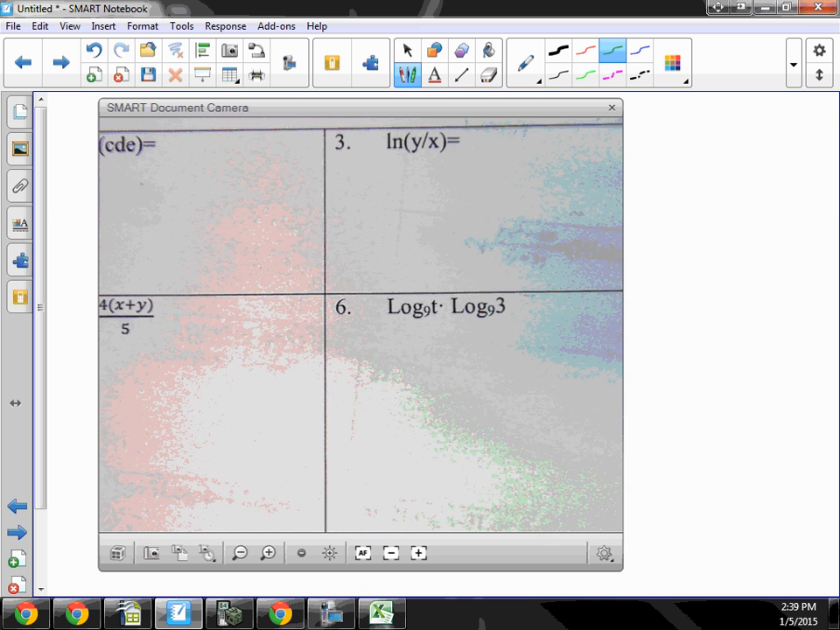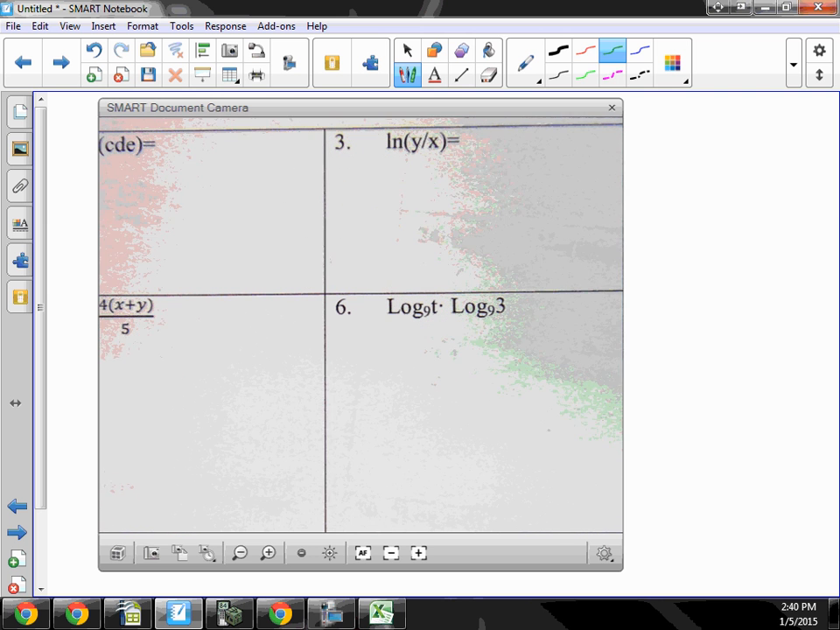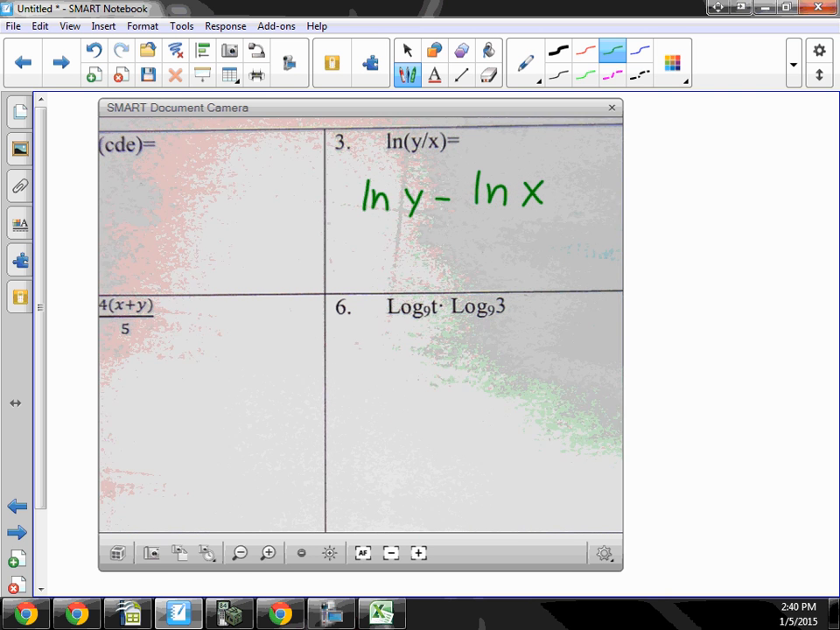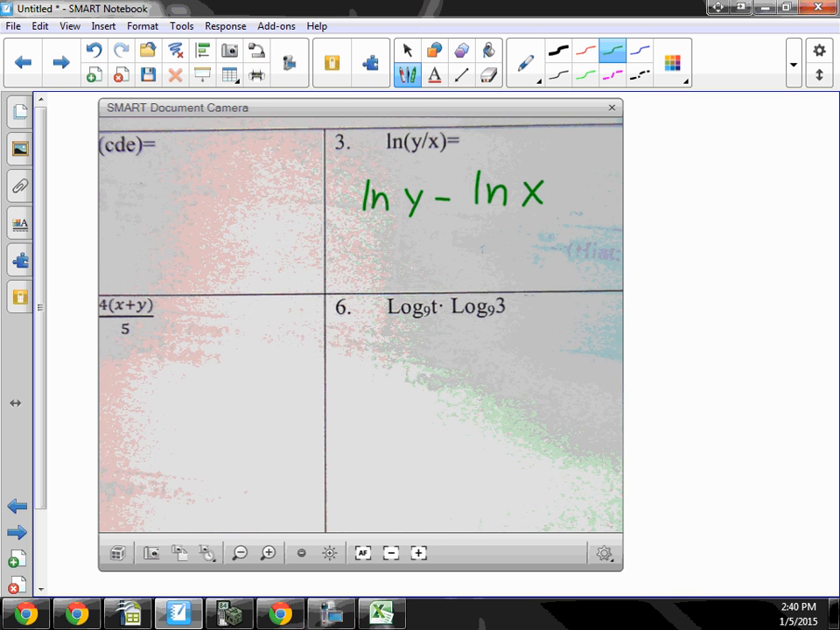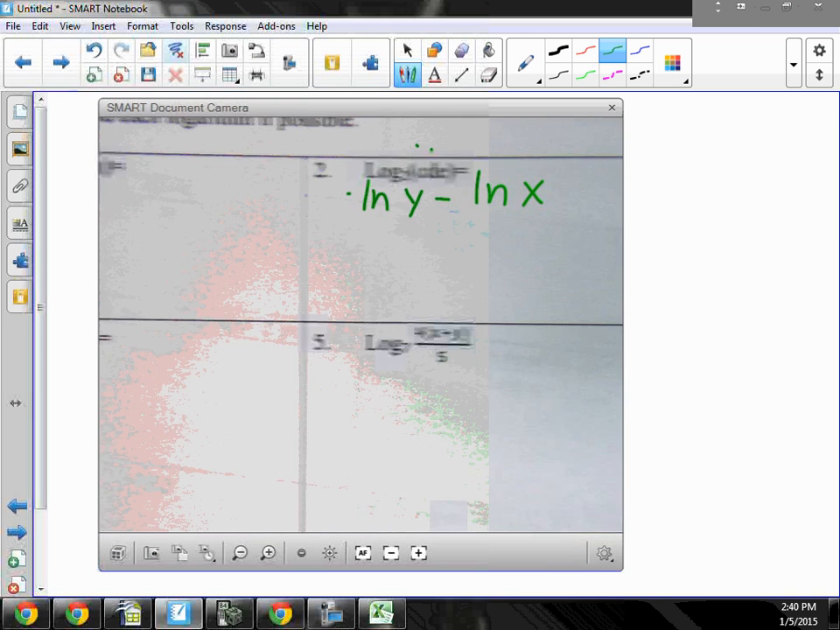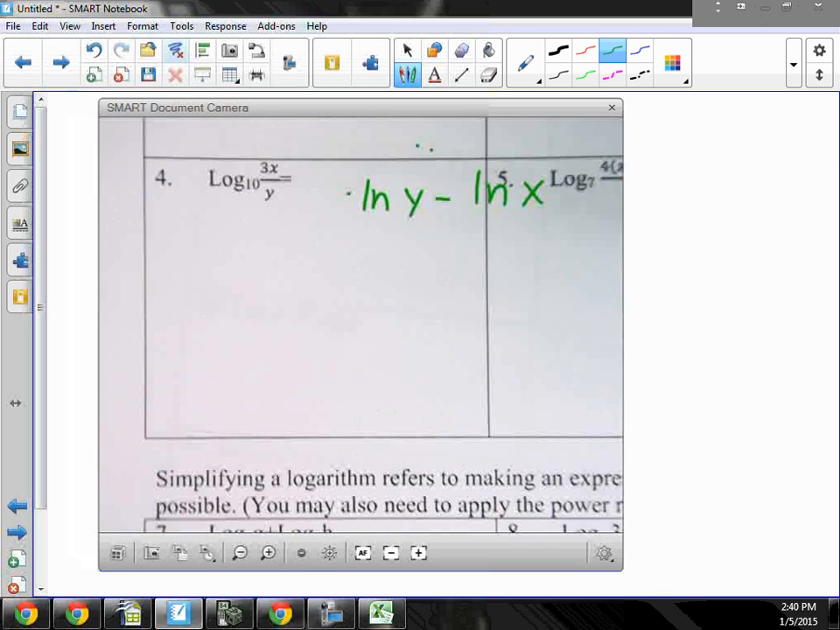Okay, 3. Product or quotient rule? Quotient rule. So ln, what's the base on ln? E. And that's it. So it's dividing. Anything in the numerator gets a positive. Anything in the denominator gets a negative. Okay, number 4. Product or quotient? Both.